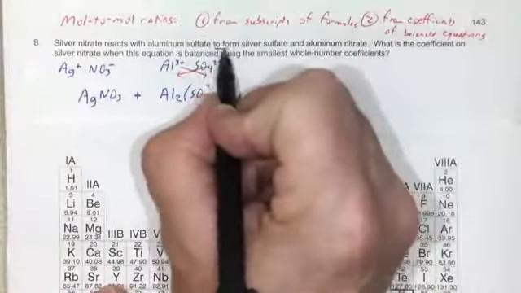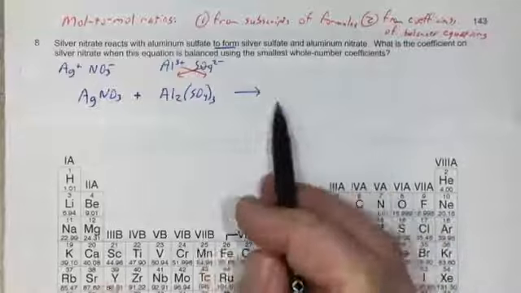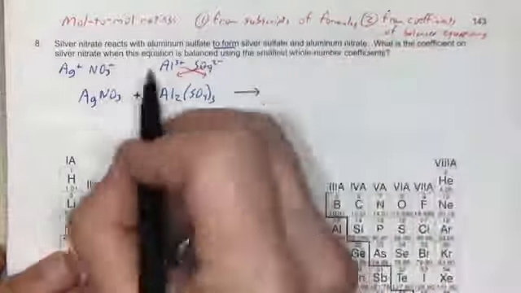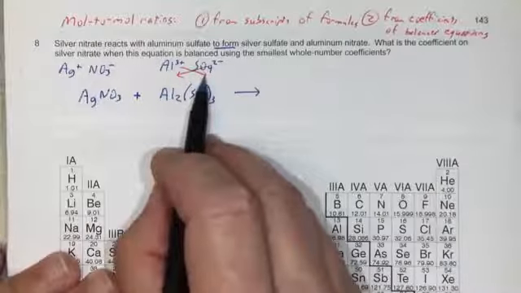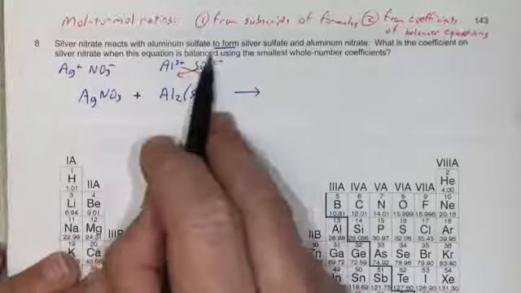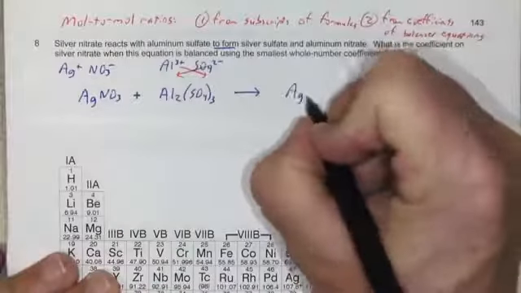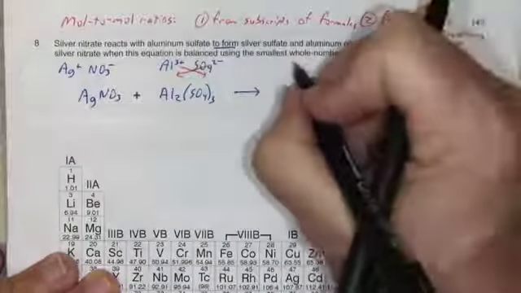Now when you see the word "to form," we'll put the reaction arrow. So these are reactants, and what is formed will be on the product side, to form silver sulfate. Now silver sulfate, I've got the silver cation and the sulfate anion. So what's the formula for silver sulfate? Well, sulfate's minus 2, silver's plus 1. So silver sulfate is Ag2SO4.